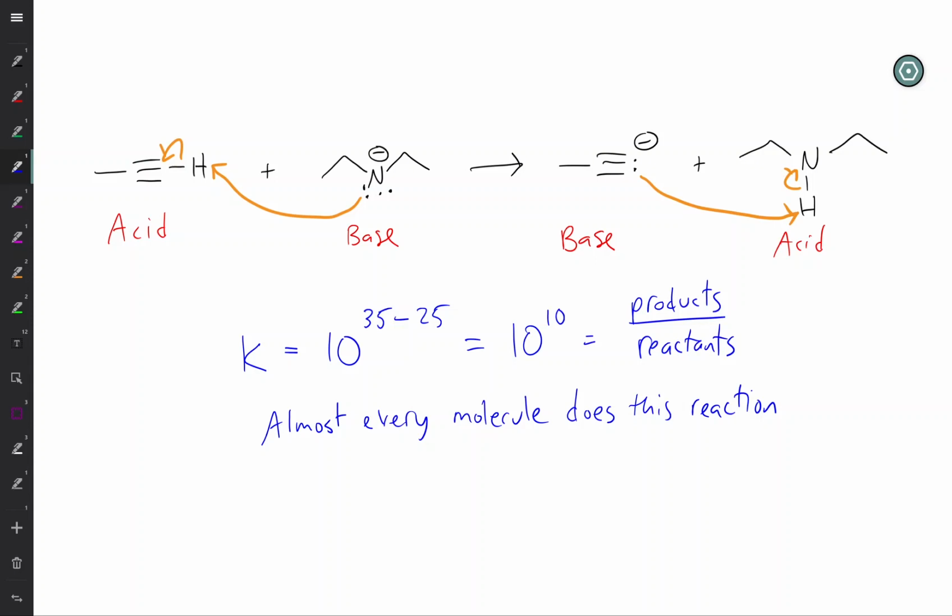Because these equilibria are happening in pretty much every solution in organic chemistry, they become important to consider in almost every solution. So having some fundamental understanding of proton exchanges is important to understanding how every other reaction works.